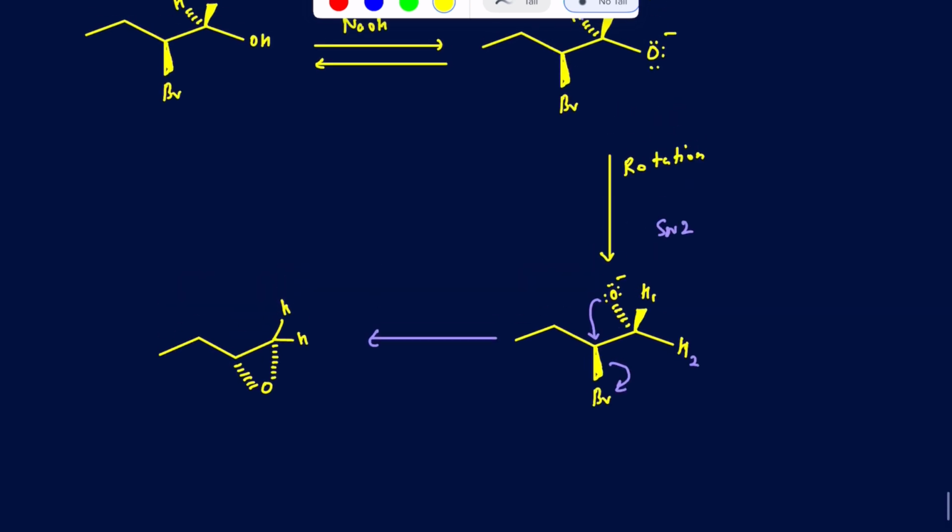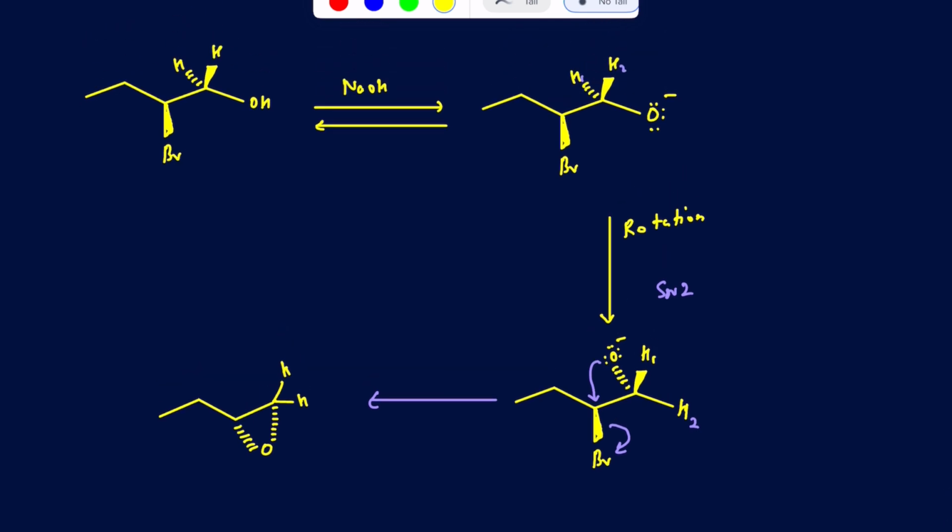Now, you have to worry about the stereochemistry only if there's a chiral center. And sometimes in the questions, they don't ask you about the stereochemistry, but they just ask you how you can do this reaction or how you can obtain the epoxide. And if they don't ask you about the stereochemistry, you don't have to worry about it.